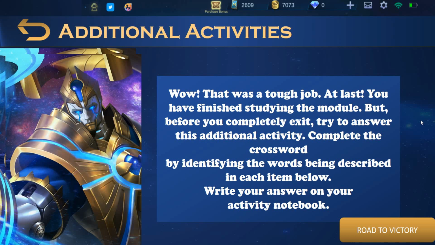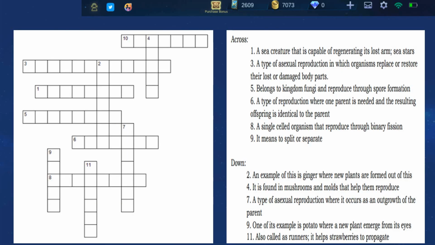Okay, so we have additional activities. Wow, that was tough job. At last, you have finished studying the module. But before you completely exit, try to answer this additional activity. Complete the crossword by identifying the words being described in each item below. So you may write your answer in your activity notebook. So this is Road to Victory. Okay, so here is the puzzle at the left part, and the questions for across and down is on the right side.